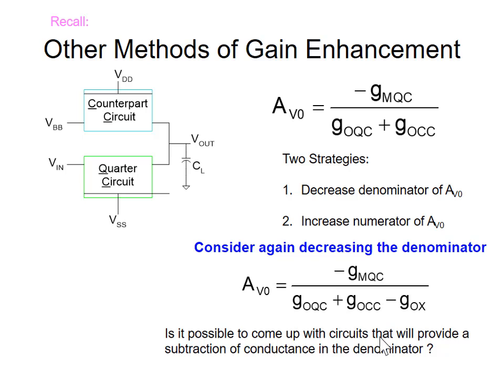So let's look at something else now. Ask the question, can I make the denominator smaller? Well, we had done that by cascoding, by regulated cascodes. That was at the expense of a little bit of loss in signal swing, but it happened. So is it possible to come up with circuits that have a term here that's negative? Is it possible to come up with circuits that will provide a subtraction of conductance in the denominator?